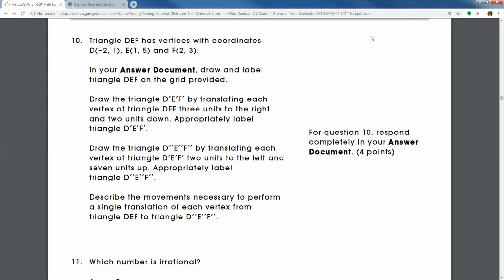So we don't have a grid provided. I'm going to have to draw in a grid. With that, nope, that does not give me a grid. I was hoping to have like an automatic grid.